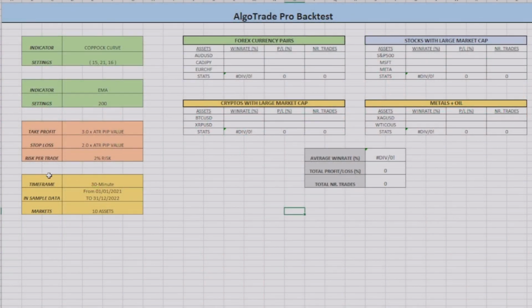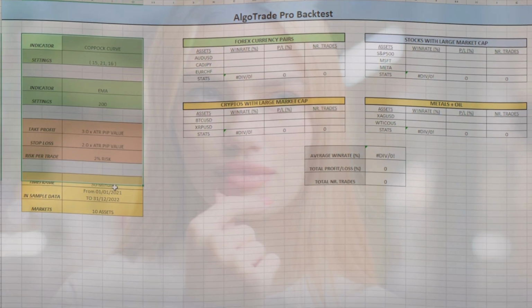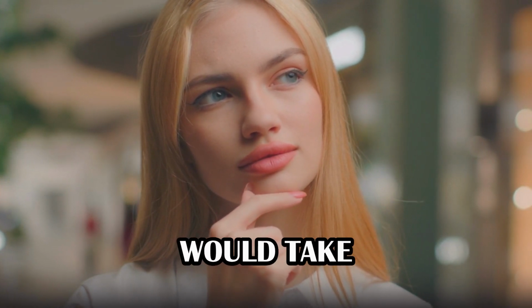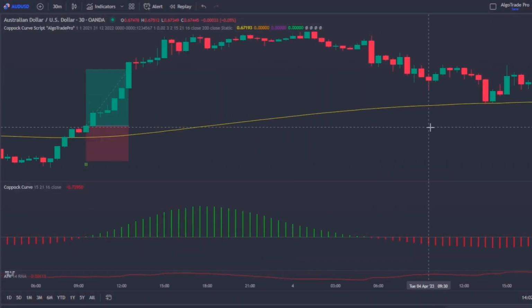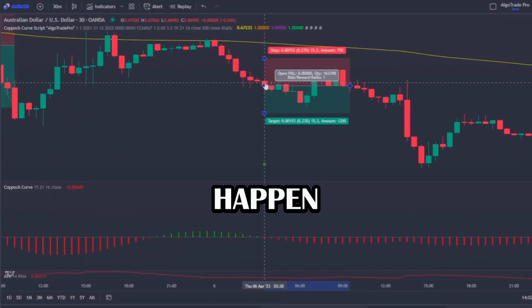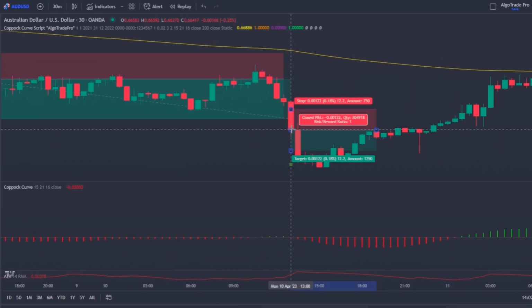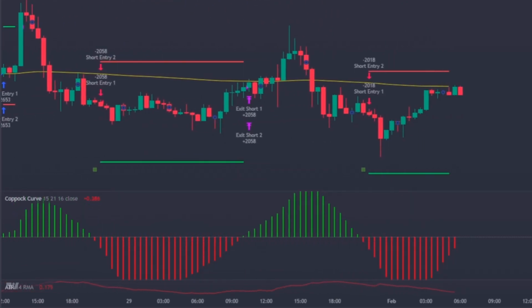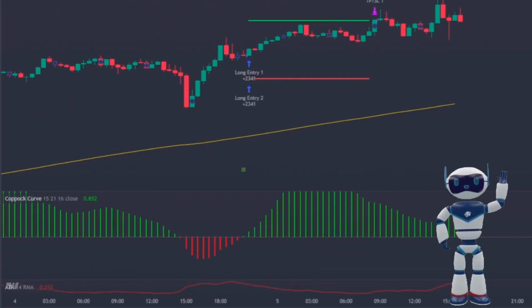So, as I told you, I will apply this strategy on the 30-minute timeframe of 10 different assets across different markets. I will use the data sample corresponding to the years 2021 and 2022, and I will use a 2% risk per trade with no compounding effect. Now, you are probably thinking, but Algo Trade Pro, a backtest of that size would take months or years to do. You are indeed correct, but that would only happen if I perform the backtest manually, which is not my case. I will perform the backtest in just a few minutes or even seconds with the help of the backtesting bot I created earlier. And how?